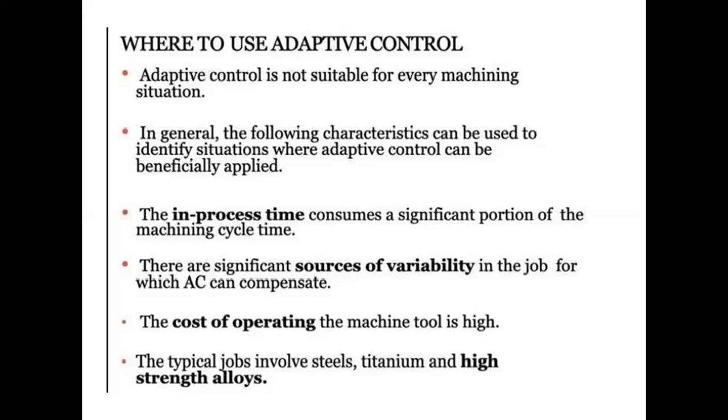That's what it is there for. So in that case, it is very suitable. Other thing, cost of operating the machine tool is high. So as I told you, skilled workers are required, for example, and it becomes very difficult for him to monitor the tool movements, etc., for complex or complicated geometries. Then you have to implement this adaptive control technology. Other thing is, typical jobs involve the steel, titanium, and high strength alloys. So these are the typical jobs that are processed with the help of this adaptive control technology. Clear so far?